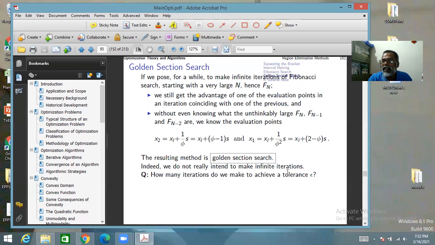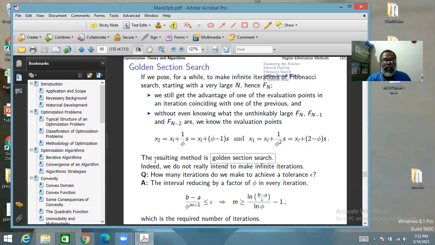And we, of course, do not make really infinite iterations. That is meaningless. Now we need to work out how many iterations we need to make to achieve a required tolerance epsilon. So you can see that B minus A is the initial interval size. In every iteration, the interval size reduces by a factor phi, which is the golden ratio. And at the end, it will be B minus A by phi to the power m. But then the uncertainty will be another section. So m plus 1. And this uncertainty should be less than or equal to the given tolerance, epsilon. Based on that, we get phi to the power m plus 1 as B minus A by epsilon. And therefore, from that, we can work out m by this logarithmic ratio.